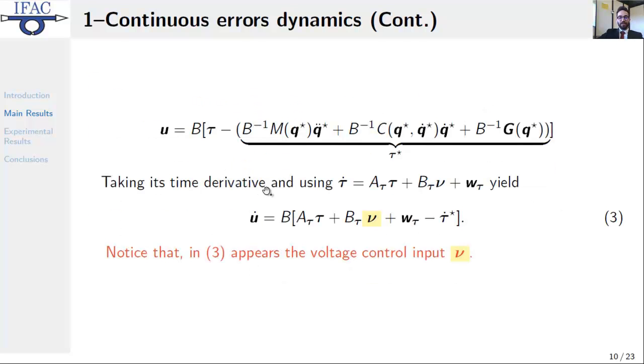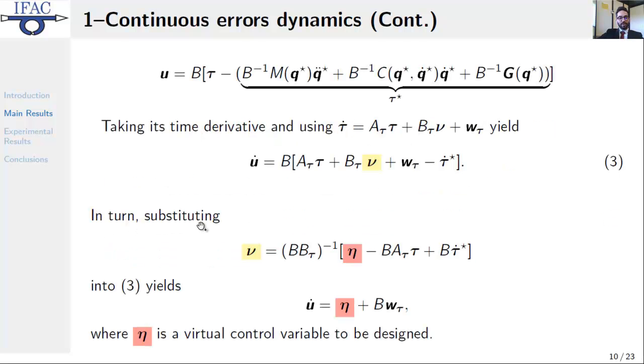Taking its time derivative and using the dynamics of the actuator yields these dynamics that we're presenting here, where notice that here appears the voltage control input nu that must be designed. In turn, substituting nu equals this right-hand side into this equation 3 yields this dynamics, where eta is a virtual control variable to be designed. Once we have eta, we have completely defined nu, which is our voltage control input.